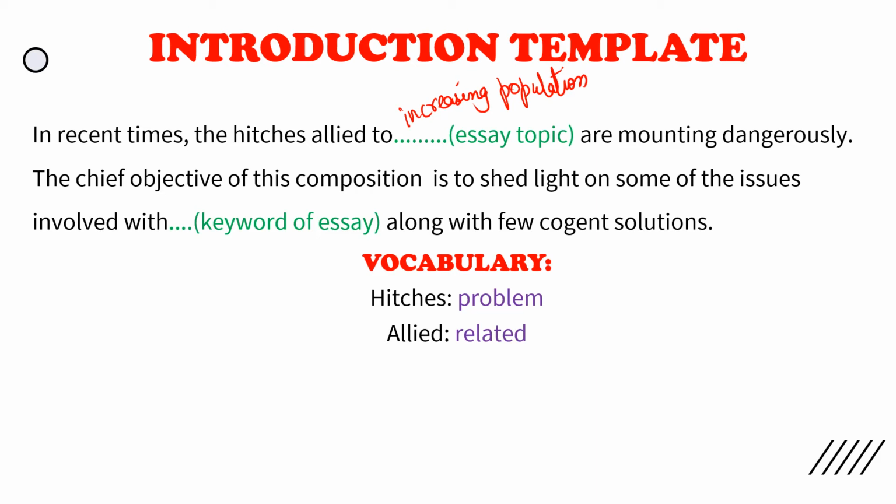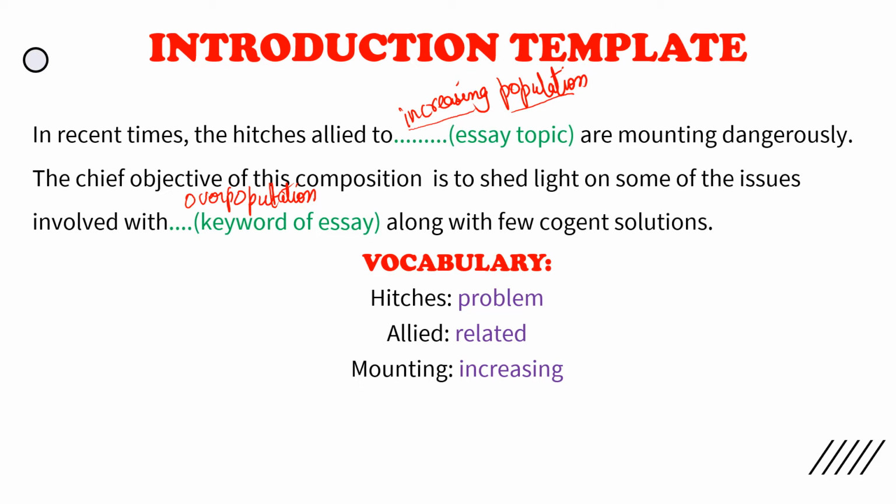Mounting means increasing dangerously. The chief objective of this composition is to shed light on some of the issues involved with overpopulation. As I have written increasing population, I will write overpopulation here, because synonyms are very essential in your IELTS essay. You need to have synonyms, paraphrasing skills, parallel expressions, and all those things.